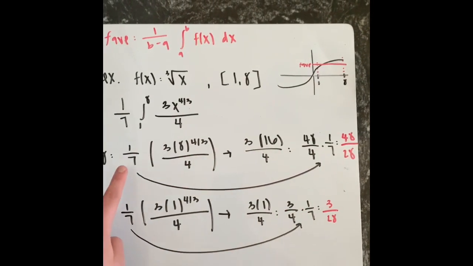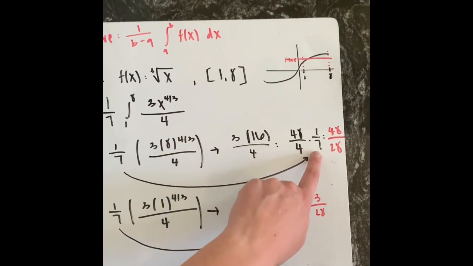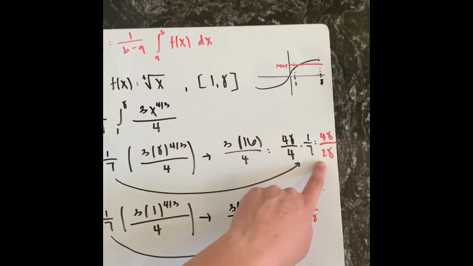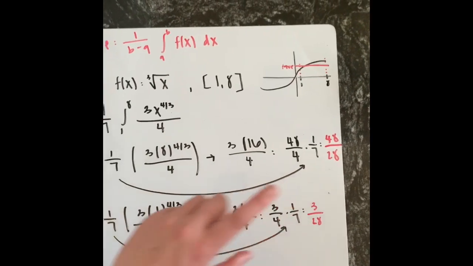And then you can't forget that you have to multiply the whole thing by the 1/7 out front. So I brought that over here. And then when you multiply them together, you get 48 over 28. And we're just going to leave that not simplified for now.